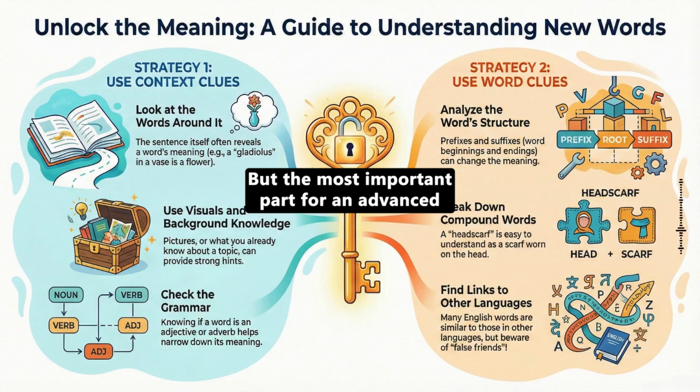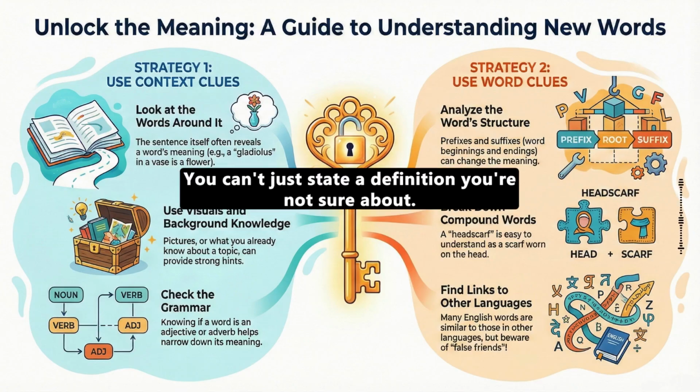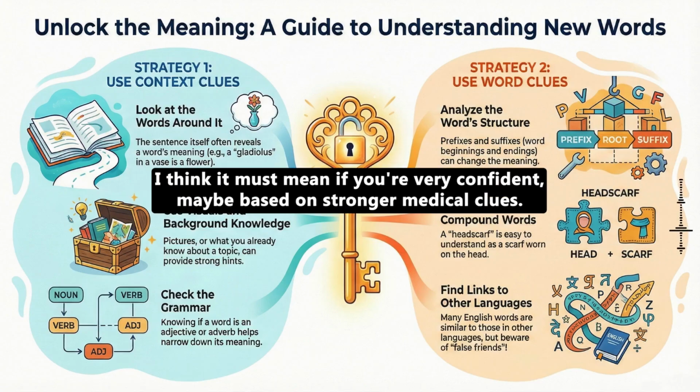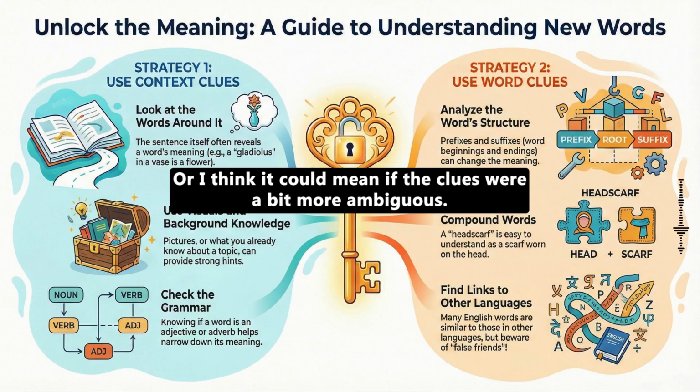But the most important part for an advanced listener is showing your level of certainty. Right. You can't just state a definition you're not sure about. You have to include that hedging. Exactly. That's where you use specific language. I think it must mean, if you're very confident, maybe based on strong grammatical clues. Or I think it could mean if the clues were a bit more ambiguous.